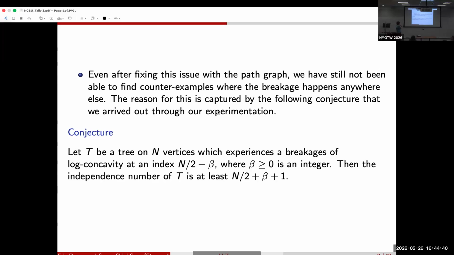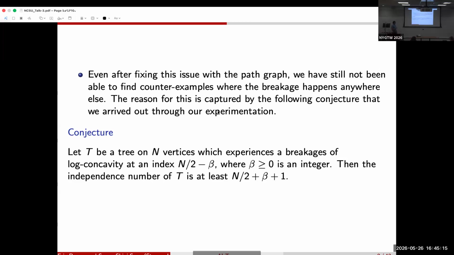So let T be a tree on n vertices which experiences breakage of log-concavity at the index n over 2 minus beta, where beta greater than or equal to 0 is an integer. Then the independence number of T is at least n over 2 plus beta plus 1. Again, when I say n over 2, if n is odd, take the floor. So, in other words, the further away from the top of the sequence that I'm looking for the breakage, the bigger the independence number has to be to somehow compensate for that.